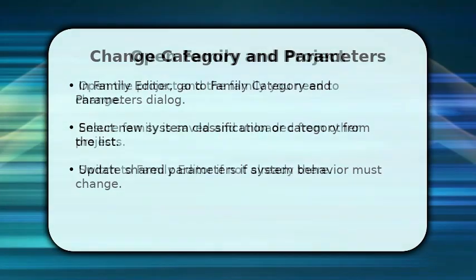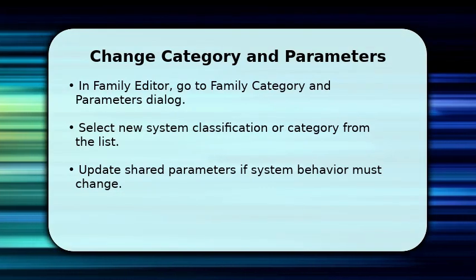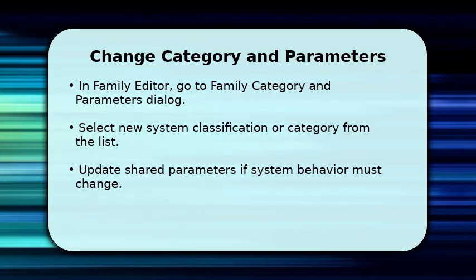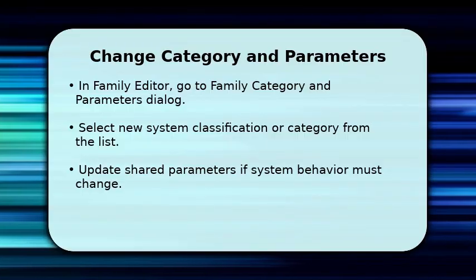You now change the family's category and system classification. Open the family category and parameters dialog. Select the appropriate category that corresponds to the system you want, such as mechanical equipment or duct, because the category determines system behavior. Next, update any shared parameters tied to system classification so schedules and connectors reflect the change.